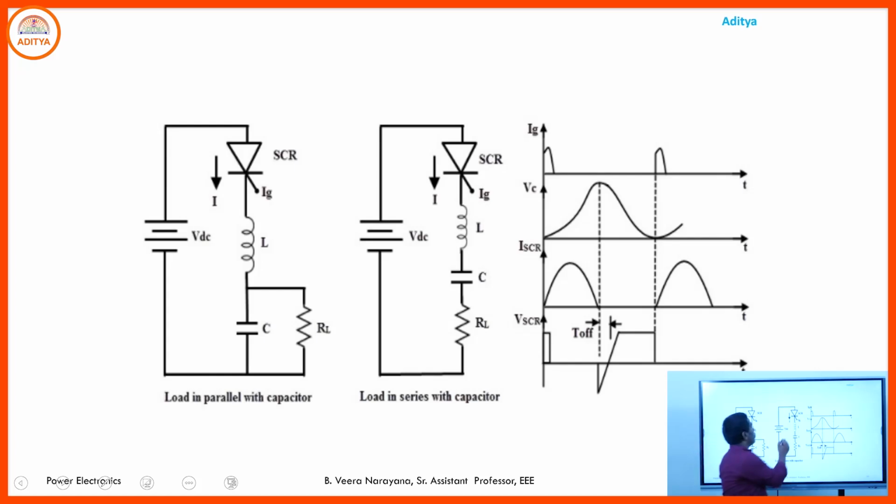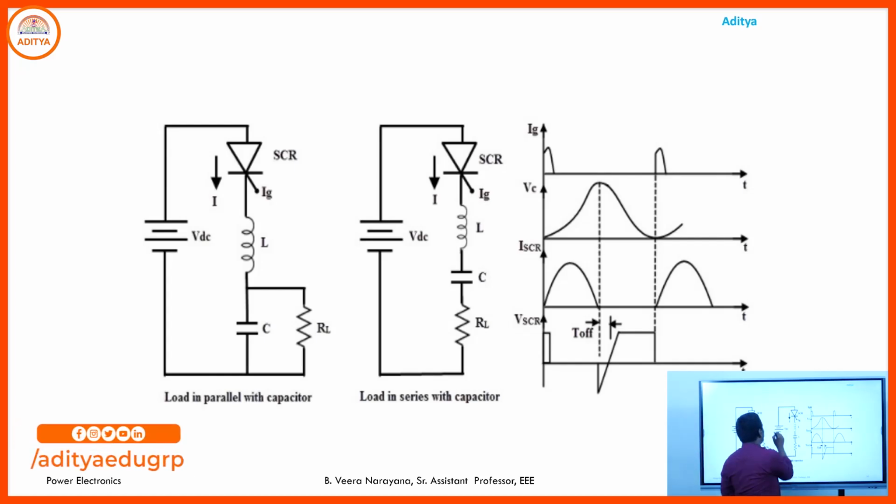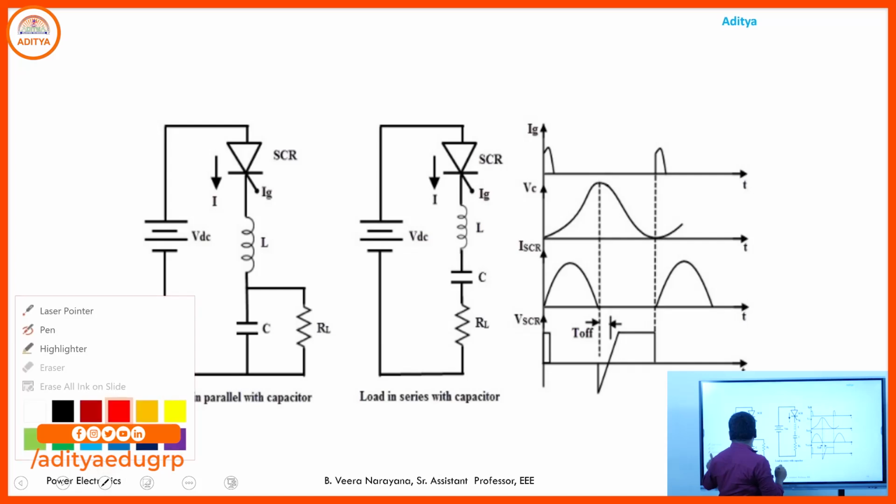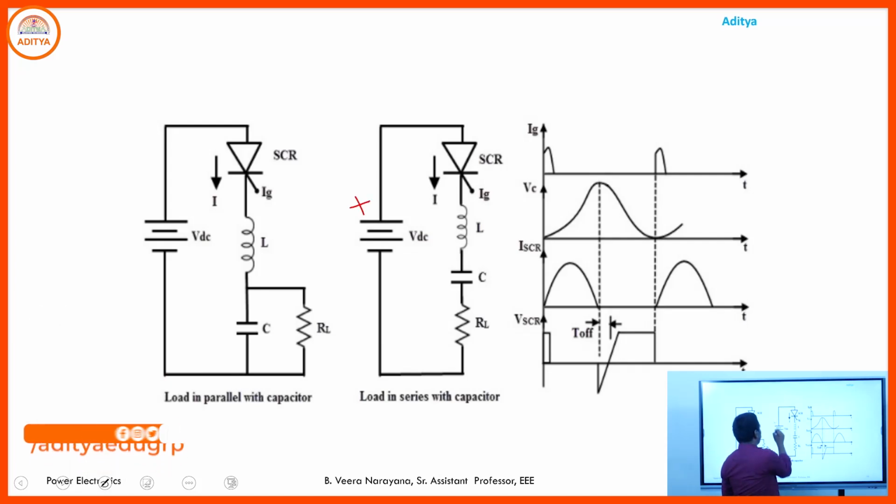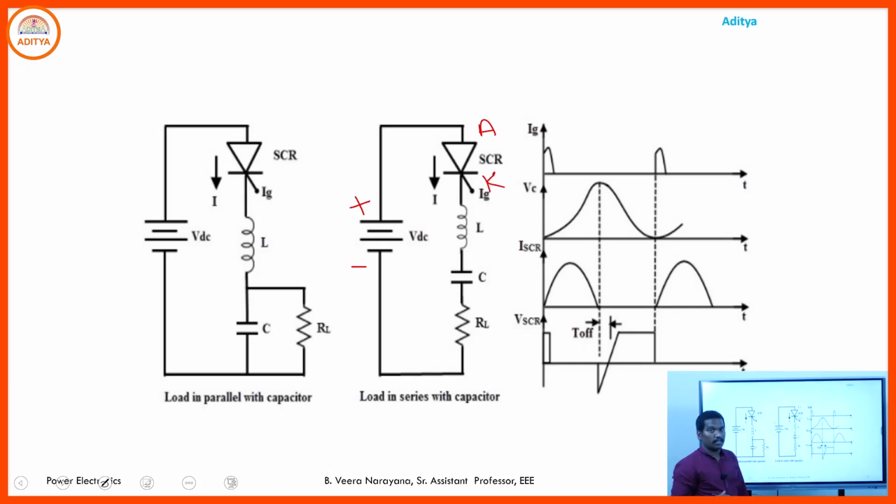initially we connect the positive terminal of the supply to the anode of the SCR, and the negative terminal of the supply is connected to the cathode of the SCR. Then the SCR comes to the forward biasing mode, and at time t equals 0, we provide the gate pulse to the SCR. Then what happens? The SCR comes to the forward conducting state.